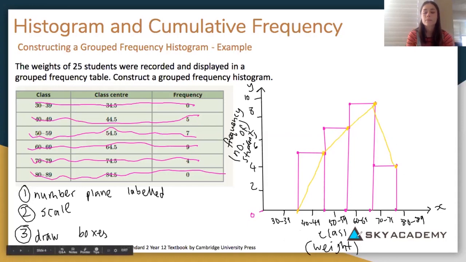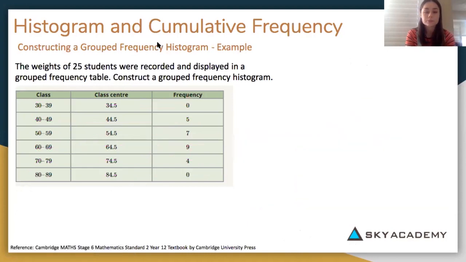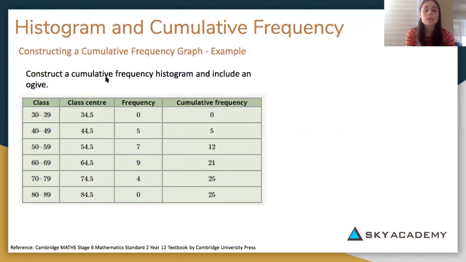So now we can have a go at doing the next question. The next question is a cumulative frequency histogram, which works the same way as a frequency histogram, except that instead of measuring your frequency on the y-axis, you're going to measure your cumulative frequency on the y-axis.